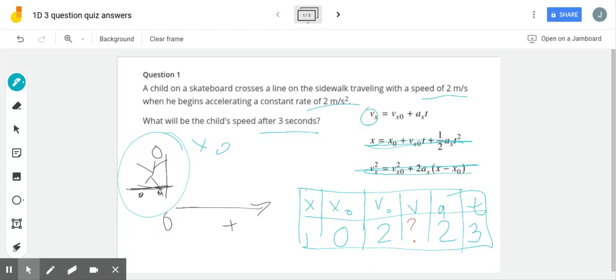So we plug in our numbers. We know that v is equal to v naught, which is 2, plus a, which is 2, times 3. So we've got 2 plus 2 times 3 is 6. 2 plus 6, which is 8 meters per second. And that is our answer for that one.